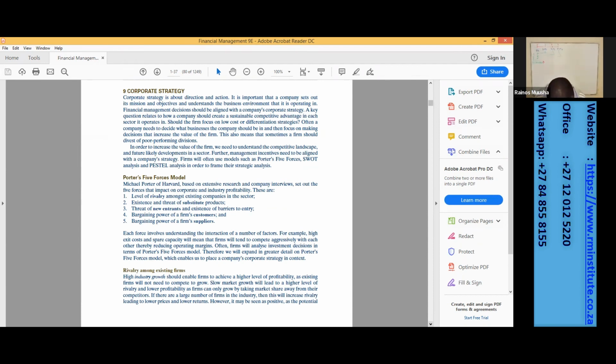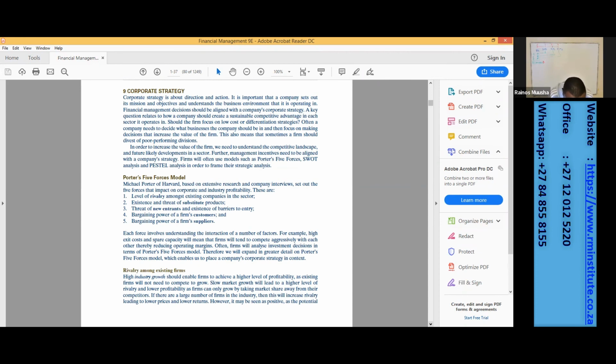So section 9 looks at corporate strategy. And here they say corporate strategy is about direction and action. So it is important that a company sets out its mission and objectives and understands the business environment that it's operating in. So financial management decisions should be aligned with the company's corporate strategy.